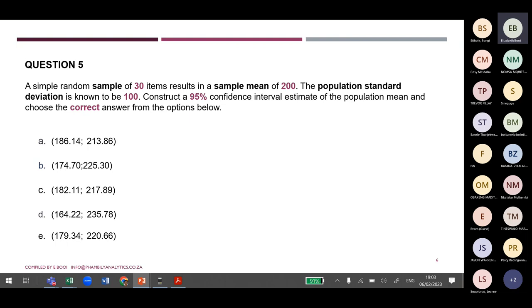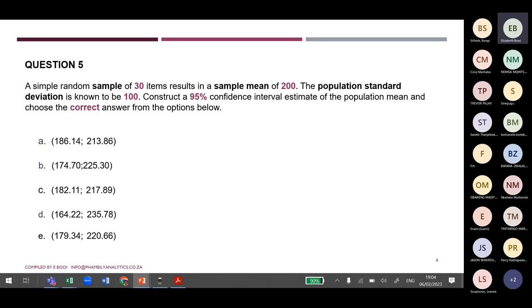Okay, construct a 95% confidence interval estimate for the population mean and choose the correct answer. I don't even have to tell you which study unit you are in because clearly they have given everything to you. They told you that it's confidence interval. Now with confidence interval, remember to go to the summary note. There is that table with confidence levels, right? You can use that especially for the Z when the population standard deviation is known. You just need to know that.